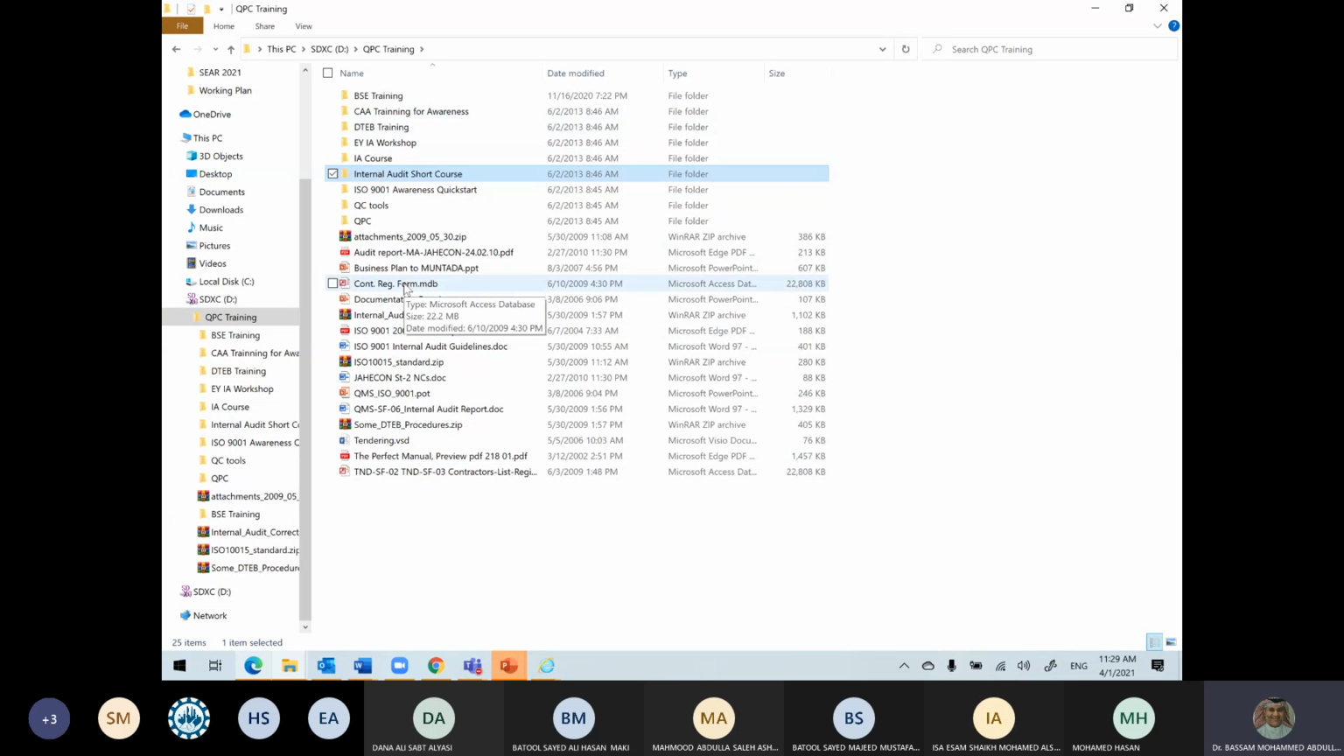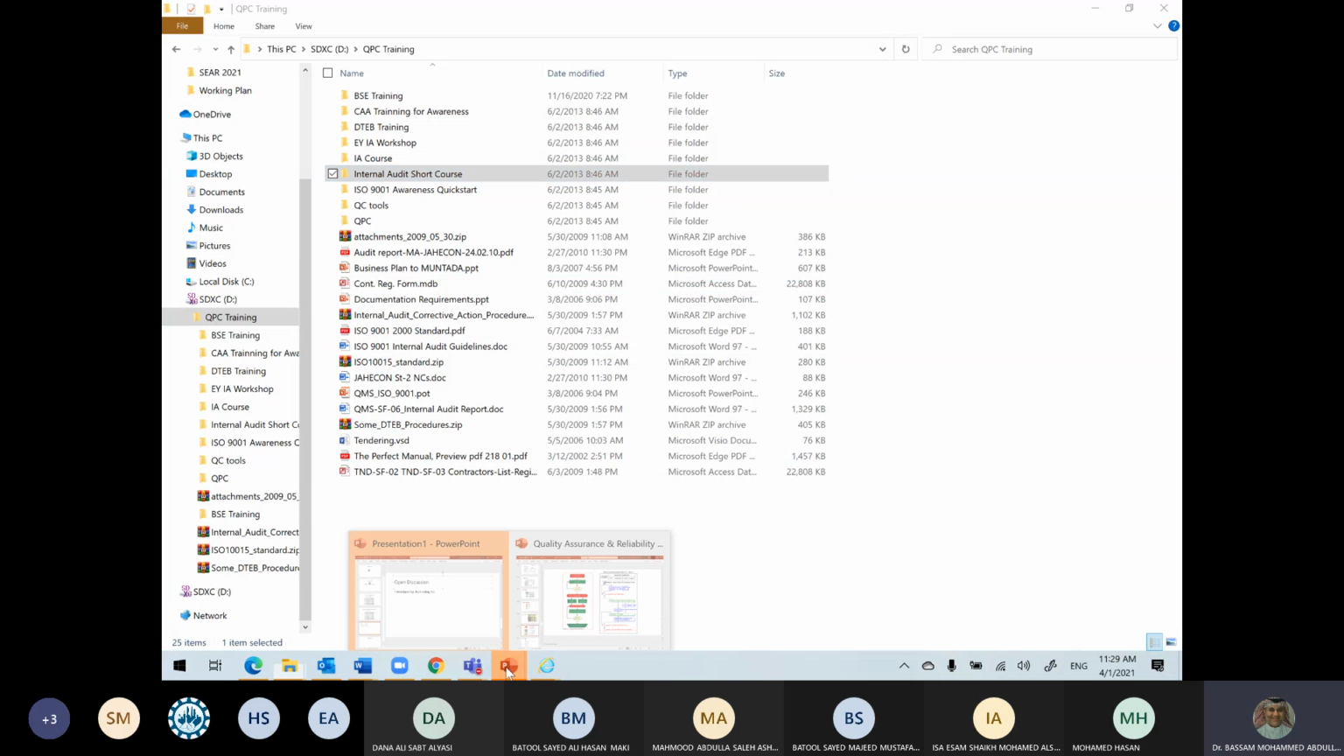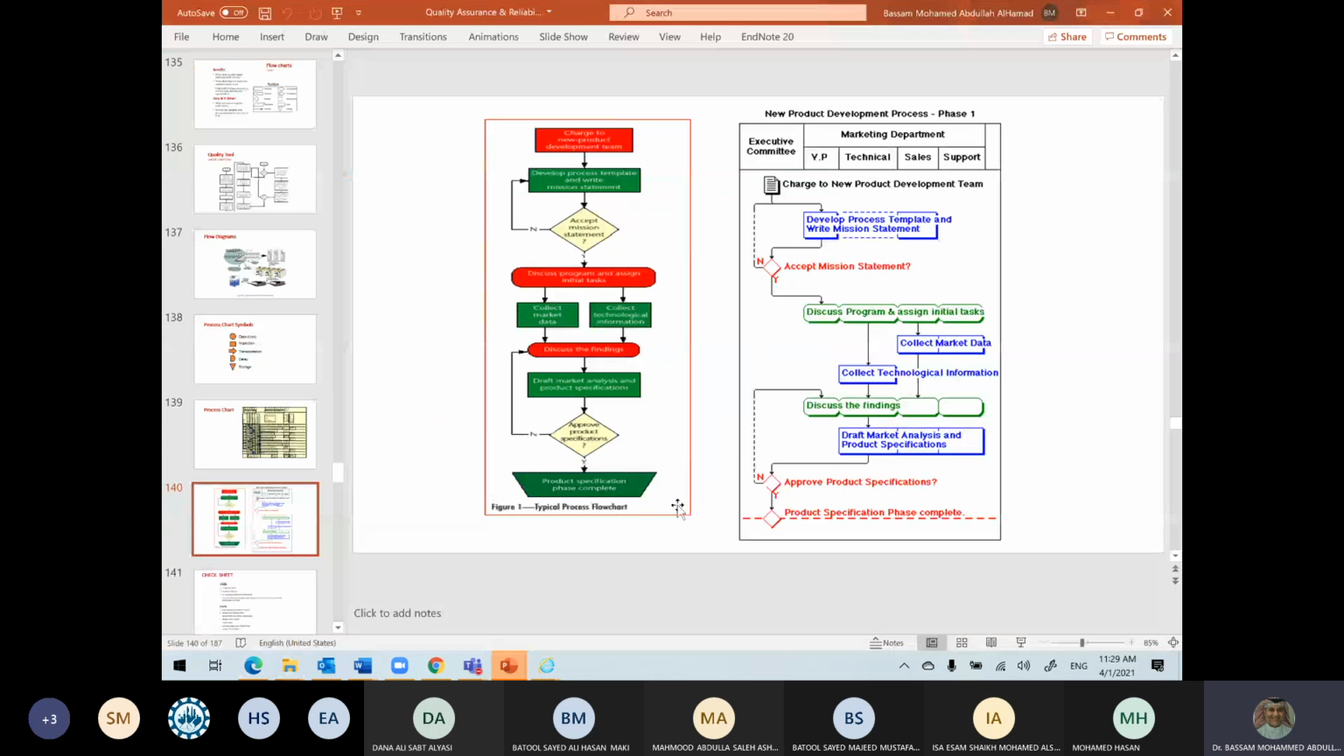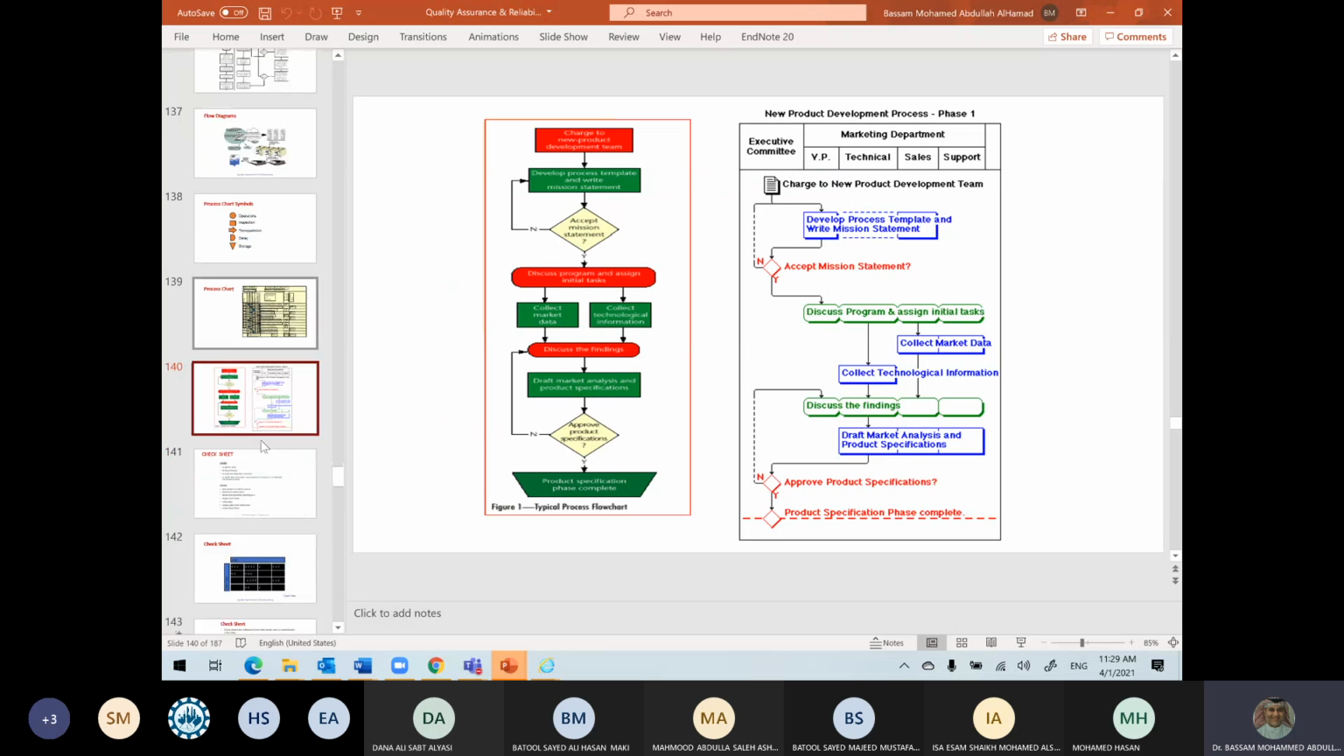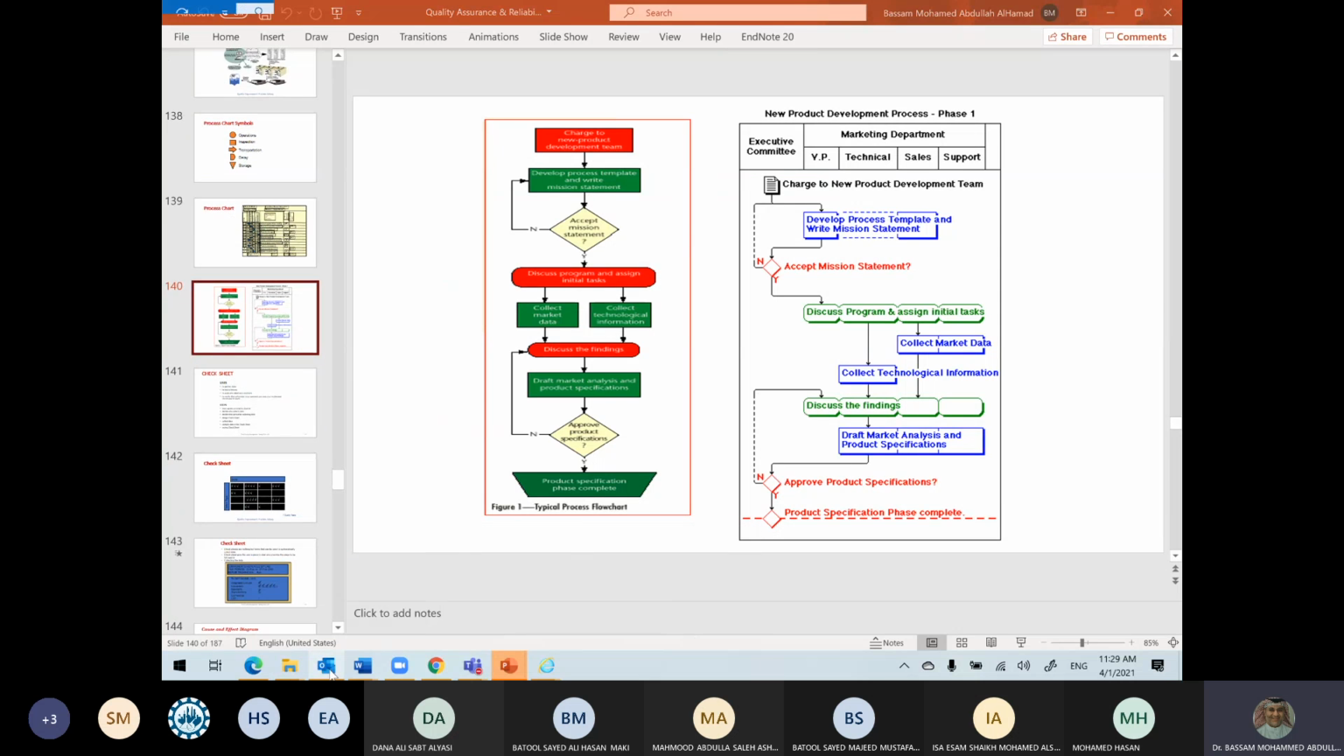I'm just looking at the names, and I'm holding myself not to open more because I already showed you some examples. I want to go faster through the processes. So that is a kind of a process map of how it could be drawn. Process maps just makes life easier.